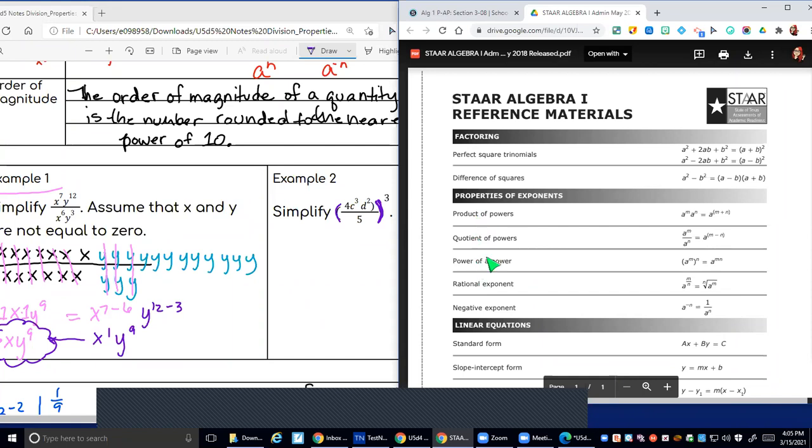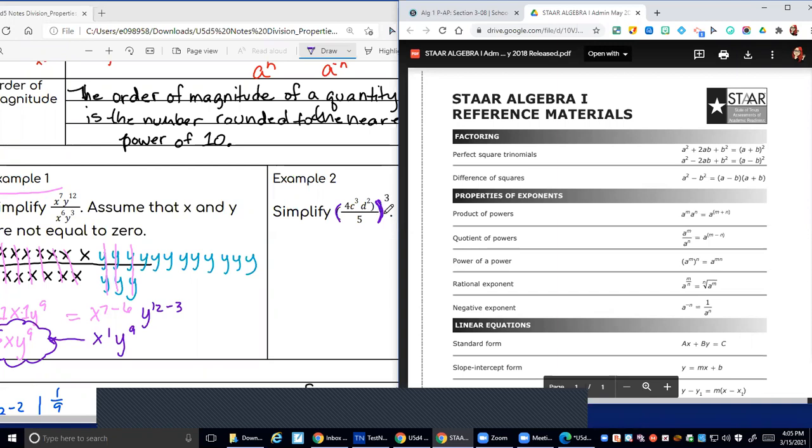So what's unique about the power of a power is that you have the big parentheses, right? That's a good indication. Here you have all the bases the same, but no parentheses, right? So the fact that we have those parentheses tells me we're probably going to use power of a power. So you've got this exponent right up against there, yes?